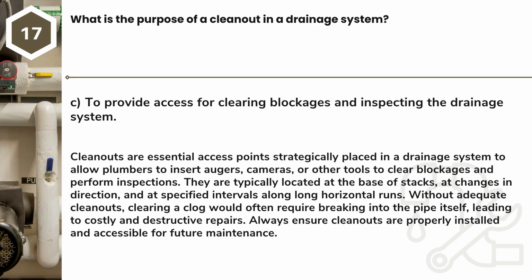Answer: C. To provide access for clearing blockages and inspecting the drainage system. Cleanouts are essential access points strategically placed in a drainage system to allow plumbers to insert augers, cameras, or other tools to clear blockages and perform inspections. They are typically located at the base of stacks, at changes in direction, and at specified intervals along long horizontal runs. Without adequate cleanouts, clearing a clog would often require breaking into the pipe itself, leading to costly and destructive repairs. Always ensure cleanouts are properly installed and accessible for future maintenance.